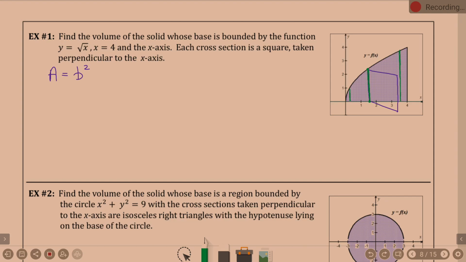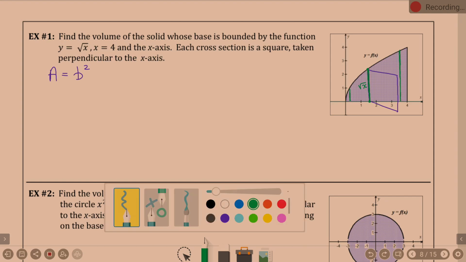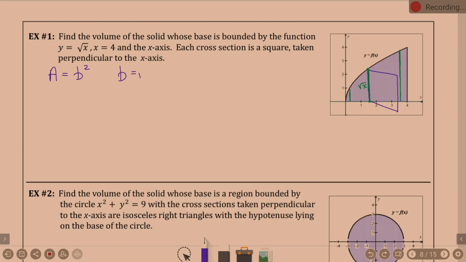This curve is square root of x, right? So what's the distance from this curve down to the x-axis? It is square root of x. Because the curve is always going to be the distance from the curve to the x-axis. That's going to be square root of x. So square root of x is my b value, yes? Does that make sense? And I'm not always going to write this out, these beginning steps here.